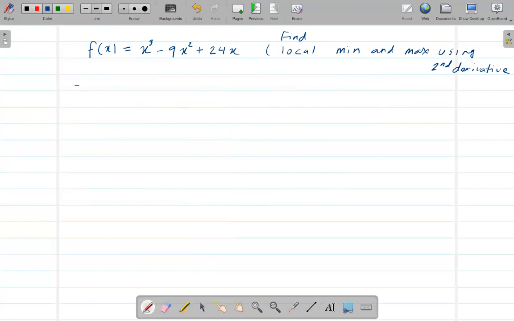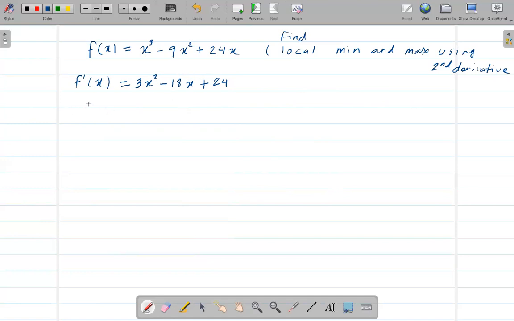First we need to find the first derivative. So the first derivative here, we will get 3x squared minus 18, right? 9 times 2 is 18, x to the power 2 minus 1 is 1, plus 24. And then after this, I need to find the critical number.